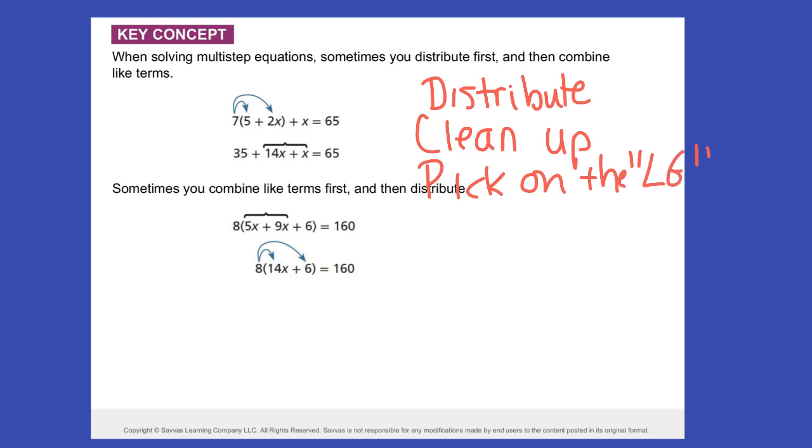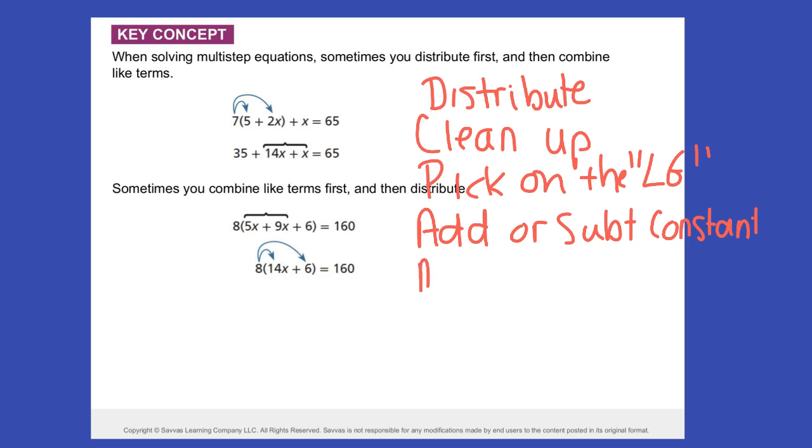After that, you're going to have a two-step equation. So you're going to add or subtract the constant. And finally, you will multiply or divide to isolate your variable. This might take a little bit of practice for us, so we're not going to rush. Don't feel frustrated. We'll keep working at it until it becomes easier for you.